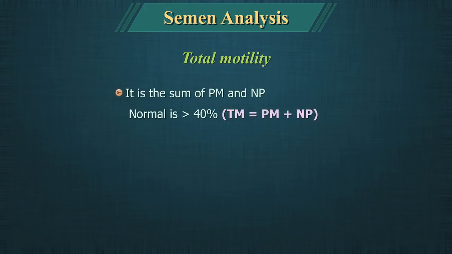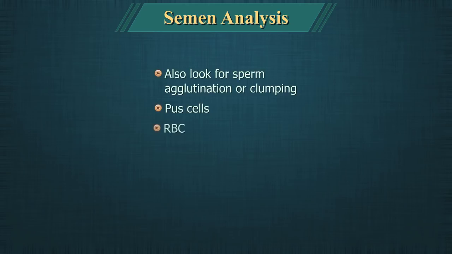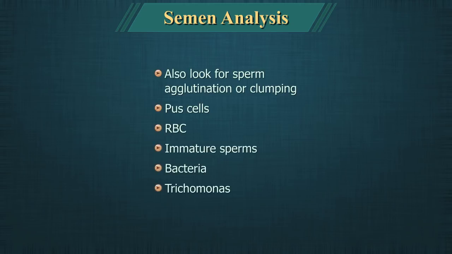Total motility is the sum of progressive motility and non-progressive motility, and it should be more than 40%. The normal reference level for progressive motility is more than 32%. Also look for sperm agglutination or clumping, presence of pus cells, RBCs, immature spermatozoa, bacteria, trichomonas, etc.